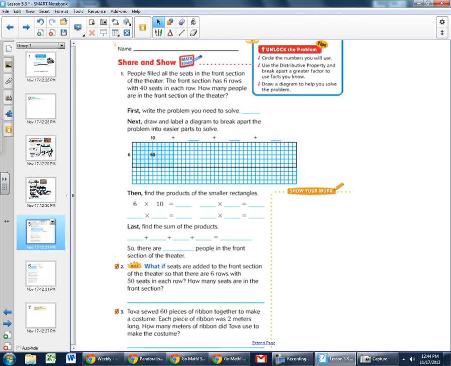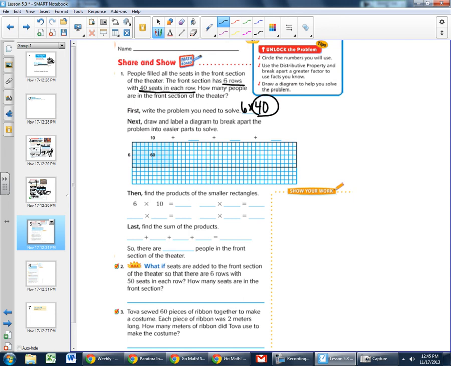Looking at page 193. People filled in the seats in the front section of the theater. The front section has 6 rows. Again, I'm going to start looking at information that they're giving me. With 40 seats in each row. How many people were in the front section of the theater? First, you're going to write the problem you need to solve. So we have 6 rows, each with 40 seats. So your problem is going to be 6 times 40.